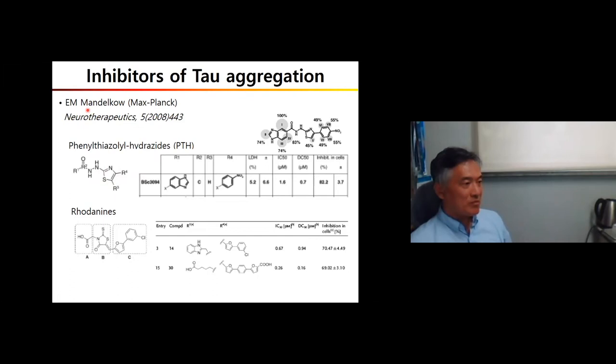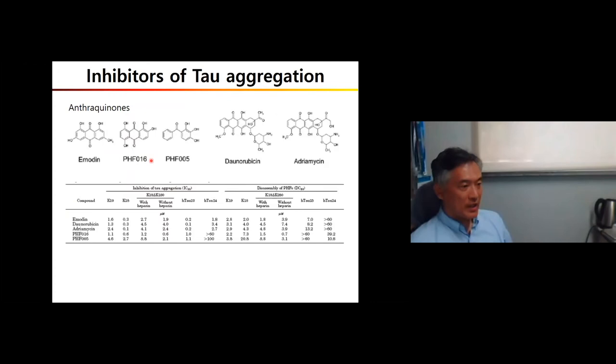Mendelkov, in the Max Planck Institute, said that several compounds have inhibitory affinity to tau aggregation. Especially PTH, phenylthiazole hydrazide, can inhibit tau aggregation, or rhodamine groups, or anthraquinone groups.